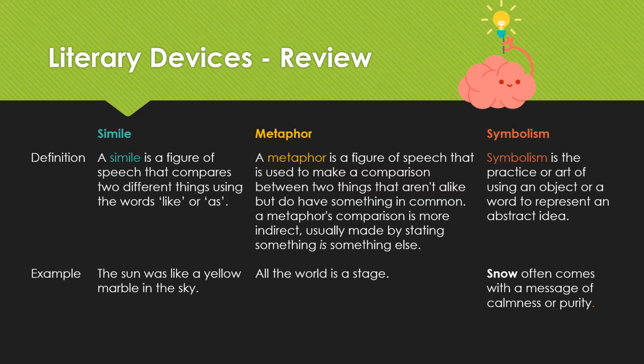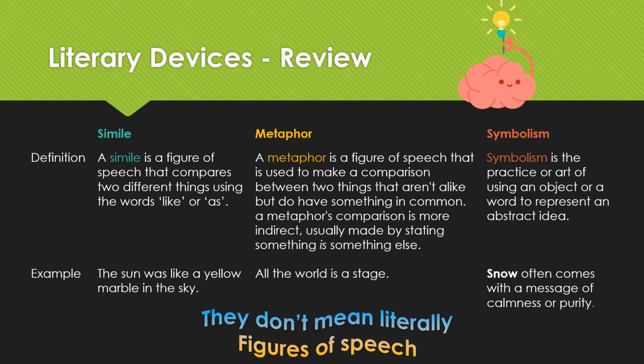And the third literary device we learned last week is symbolism. It is the practice or art of using an object or a word to represent an abstract idea. For example, snow often comes with a message of calmness or purity. What is common between these three literary devices? They all do not mean literally, and they are figures of speech.